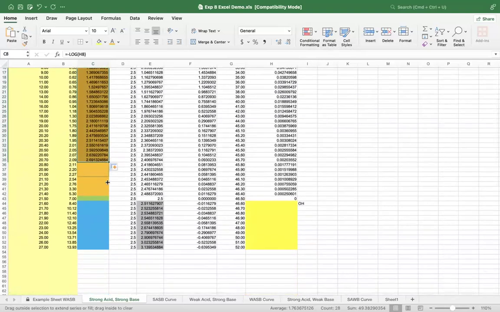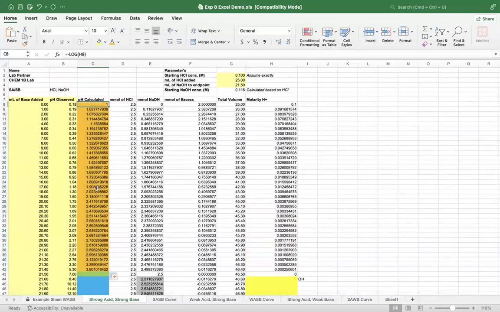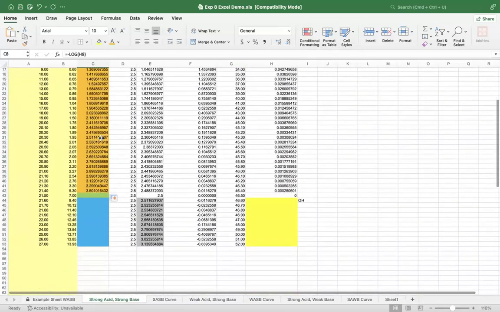For the weak acid and weak base titrations, the initial pH calculation at the top is different than the meat of the rest of them. But for a strong acid, strong base titration, this calculation is actually just one big calculation.